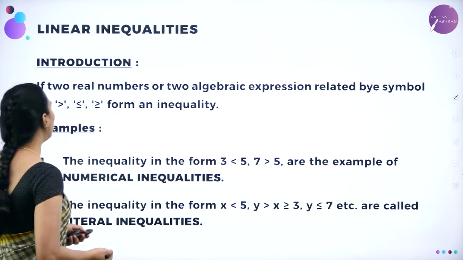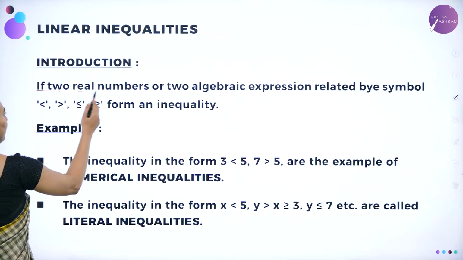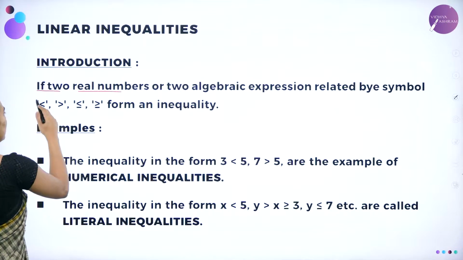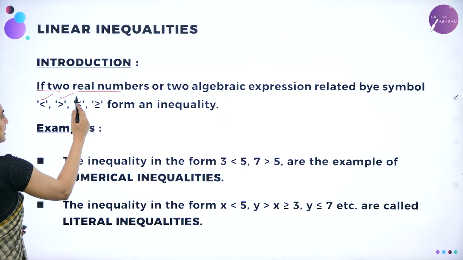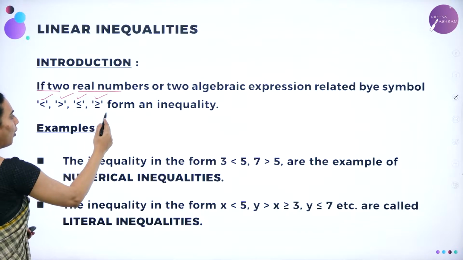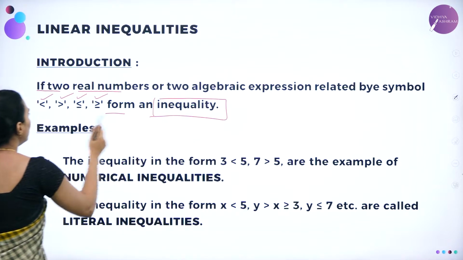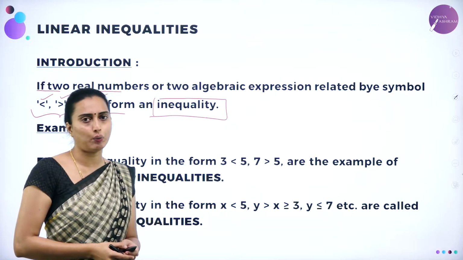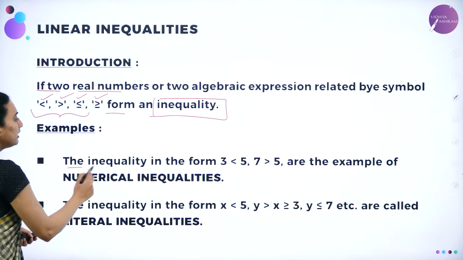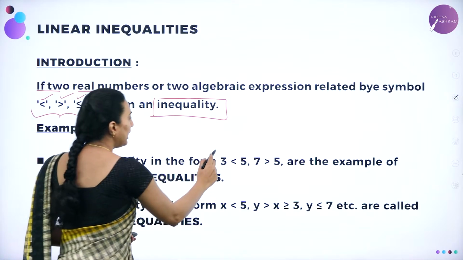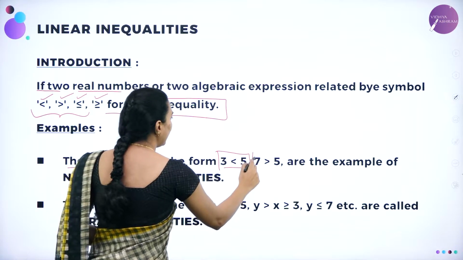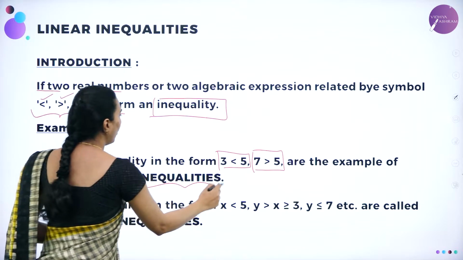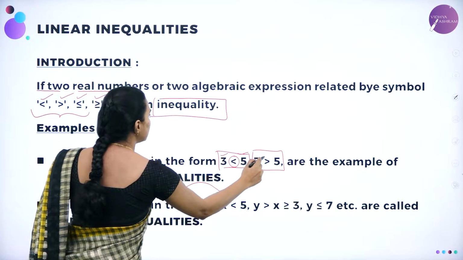So we'll be moving on to what do you mean by the inequality. That means if two real numbers or two algebraic expressions are related by the symbol lesser than, greater than, lesser than or equal to, greater than or equal to, they form an inequality. Understood? So including these symbols, two algebraic expressions are going to be known as inequalities. And here example, the inequalities in the form 3 lesser than 5, 7 greater than 5 are examples of numerical inequalities. Only you are going to play with the numbers along with these inequations.